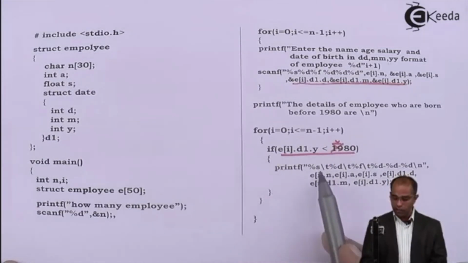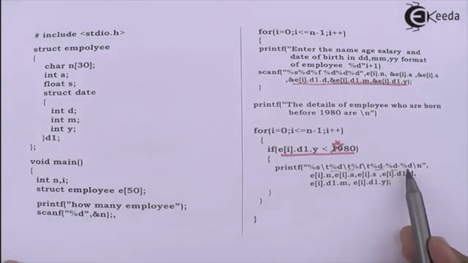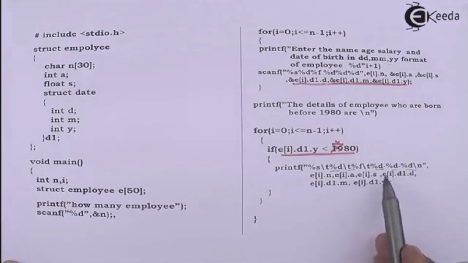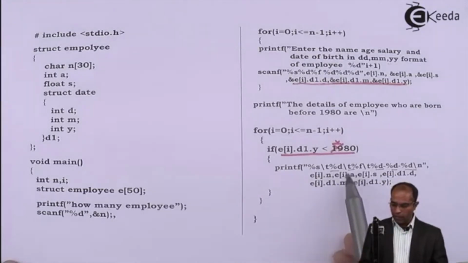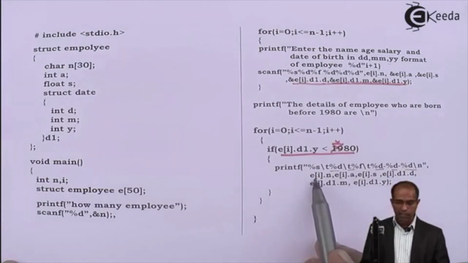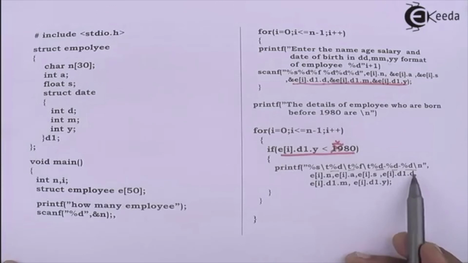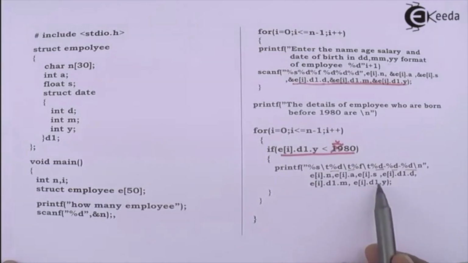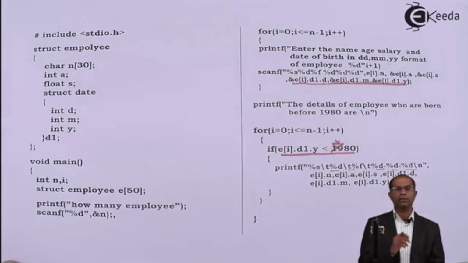If that is true, then I have to display all these details on the screen, like the name, age, salary, date of birth as date, month, and the year. All these are saved at this place. And again, to access the members, N is directly a member, A is directly a member, S is directly a member. Hence, they are accessed as E of i dot N, E of i dot A, E of i dot S. But to access date, month, and year, I need to use multiple period operators. So I'll say E of i dot D1 dot D, E of i dot D1 dot M, E of i dot D1 dot Y. I'll include these multiple period operators to access the members of the nested structure.